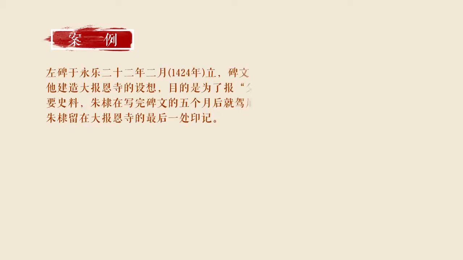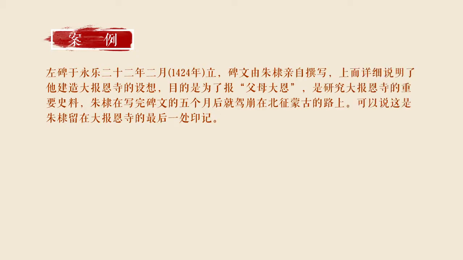Let's look at one more example. 左碑于永乐22年2月1424年立，碑文由朱棣亲自撰写，上面详细说明了他建造大报恩寺的设想，目的是为了报父母大恩，是研究大报恩寺的重要史料。朱棣在写完碑文的5个月后，就驾崩在北征蒙古的路上，可以说这是朱棣留在大报恩寺的最后一处印记。This example comprises two sentences, the first of which is very long.